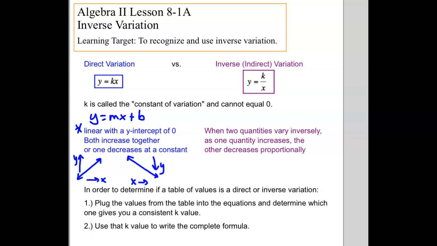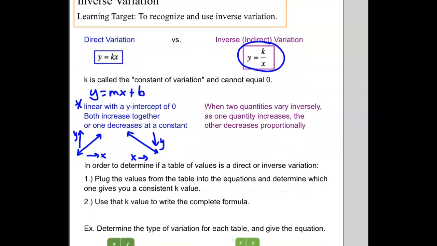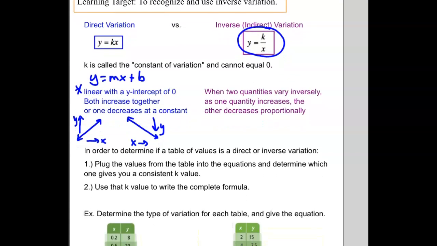For an inverse variation, when the two quantities vary inversely, as one quantity increases, the other decreases proportionally. So we have y equals k divided by x. That is our new equation to be working with today. So this is a proportional thing, right? As x increases, y has to decrease proportionally. If you think about it, if k is a constant value and you increase your x, what you're dividing by, then your y is going to have to get smaller.